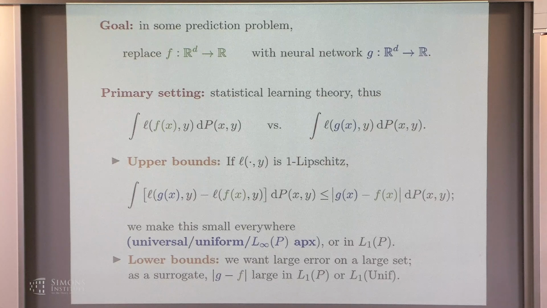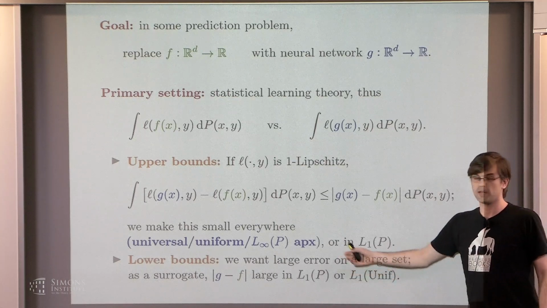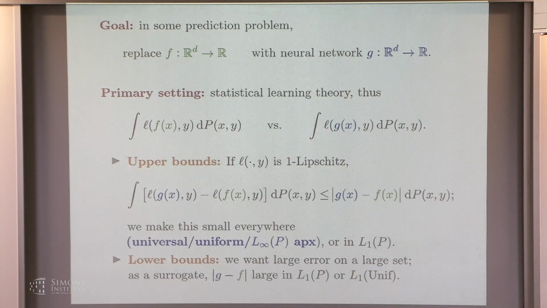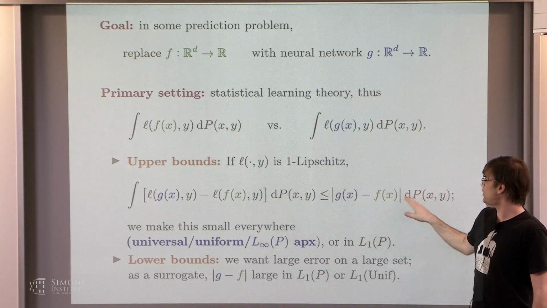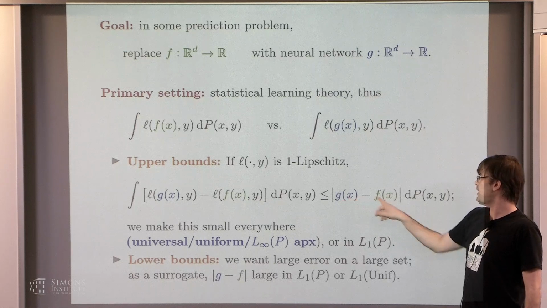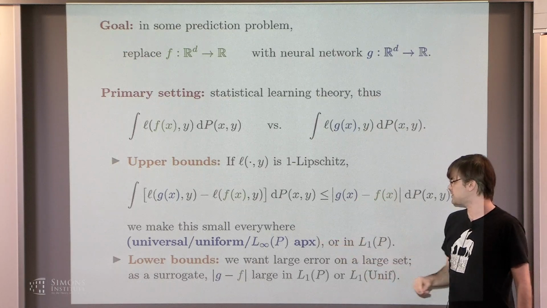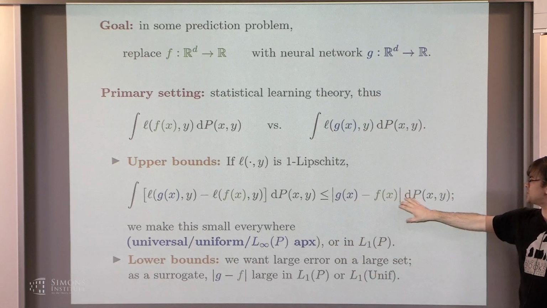But you can look up a lot of papers where they actually use lower bounds in L infinity. For today, this will be our gold standard. We'll try to make this small, and we'll usually do it by making these close everywhere in this sense. And the lower bounds will usually be L1, which is this integral.